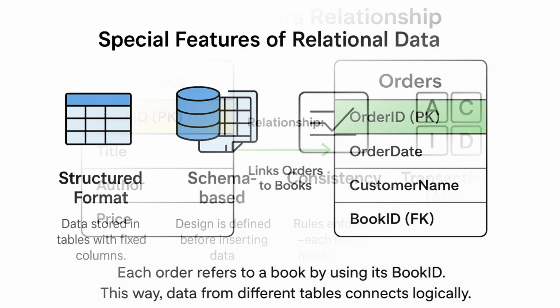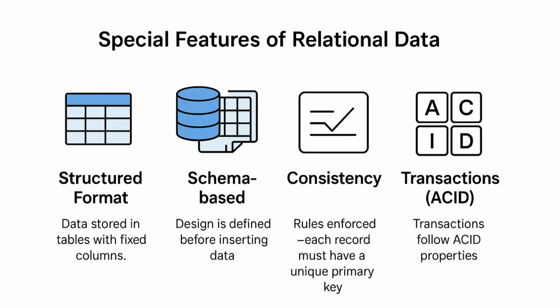Relational data has some special features. Structured format. Data is always in tables with fixed columns. Schema-based. The design or structure of the tables is defined before we add data. Consistency. Rules are followed, like each record must have a unique primary key. Transactions. Relational data supports ACID properties.